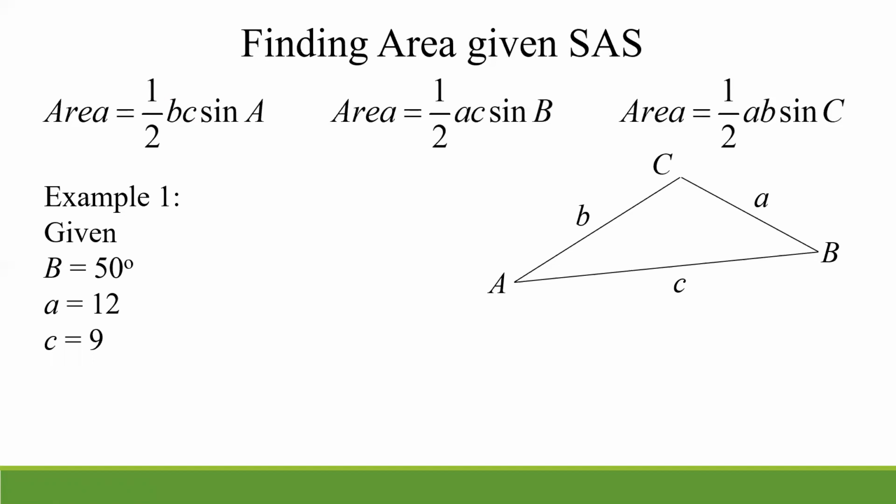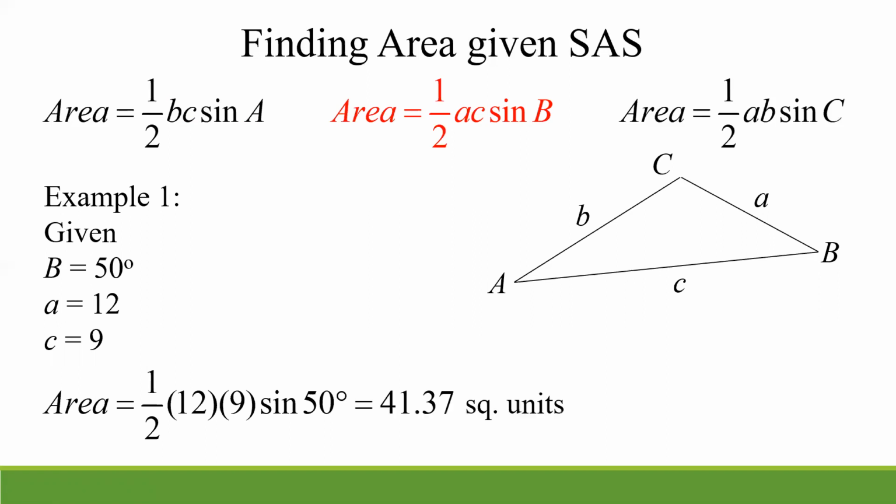Well, I'm going to use that middle one because I got side A, side C, and I got angle B. So this just becomes a straight old, what I call plug and chug. Okay, so you just plug in those values: 1/2 times 12 times 9 times sine of 50 degrees. You put that in your calculator and you get 41.37.